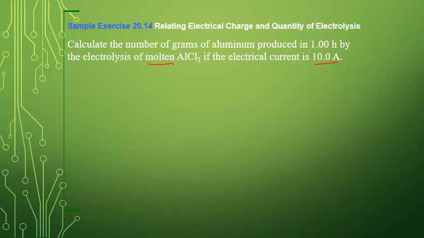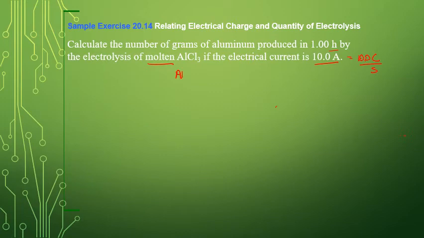I have 10 amps involved in this process, and remember that that would be the equivalent of saying 10 coulombs per second. And we have hours that are given to us for the time. So use dimensional analysis for these problems, and it will be very easy to solve. The other thing that we need to do just as a starting point is get the reduction equation for the aluminum, so we know the number of electrons.